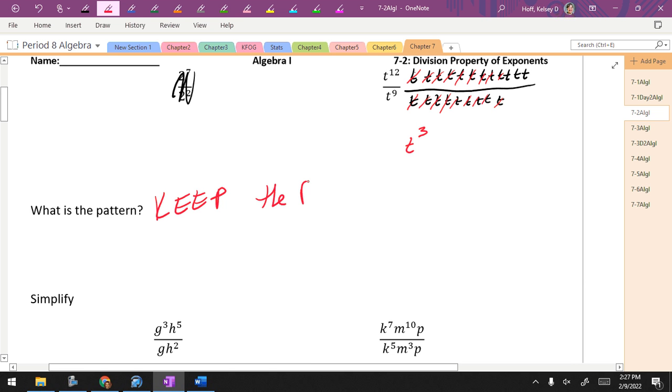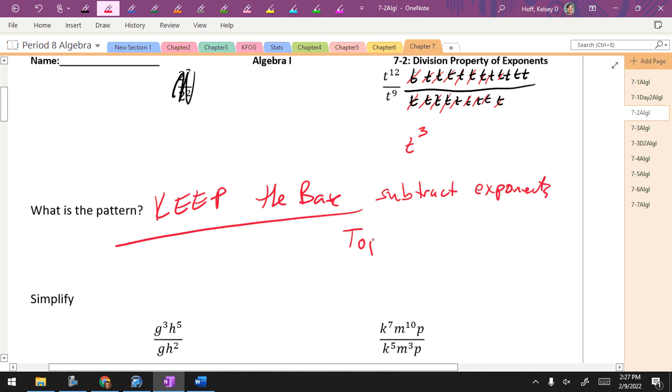Keep the base. Subtract the exponents. Now I'm going to give you a hint. You have to take the top minus the bottom. So like up above, 12 minus 9 gave us 3. You have to take the top minus the bottom.